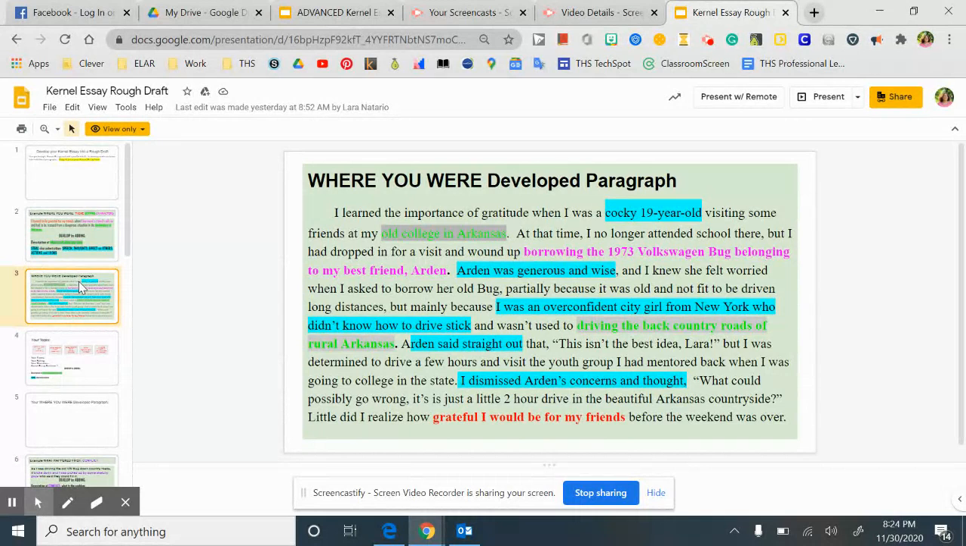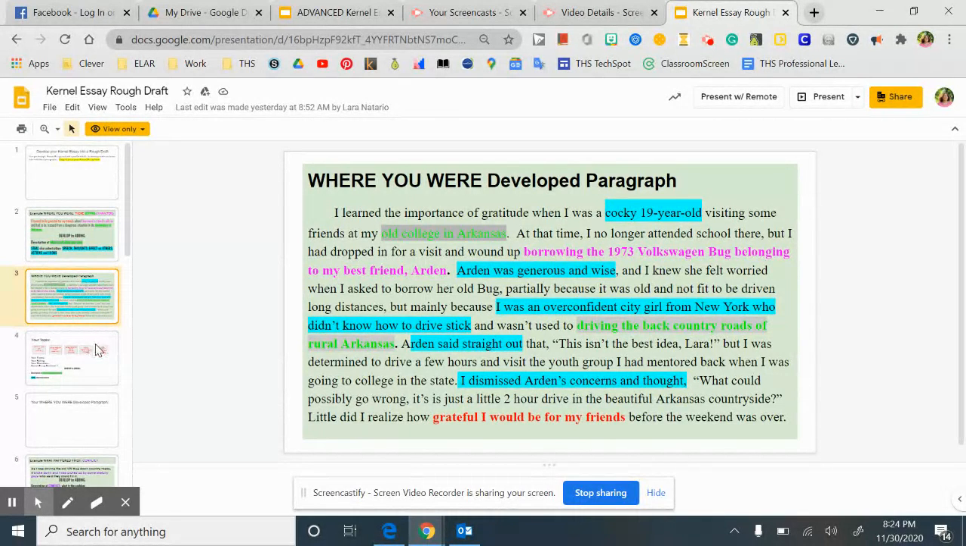but mainly because I was an overconfident city girl from New York who didn't know how to drive stick and wasn't used to driving the backcountry roads of rural Arkansas. Arden said straight out that this isn't the best idea, Laura, but I was determined to drive a few hours to visit the youth group I had mentored back when I was going to college in the state. I dismissed Arden's concerns and thought, what could possibly go wrong? It's just a little 2-hour drive in the beautiful Arkansas countryside. Little did I realize how grateful I would be for my friends before the weekend was over.